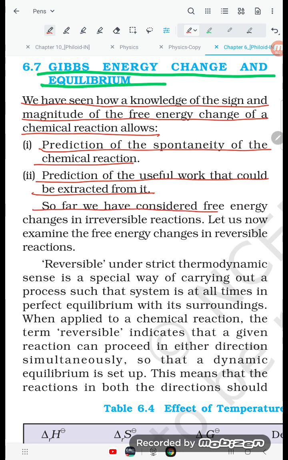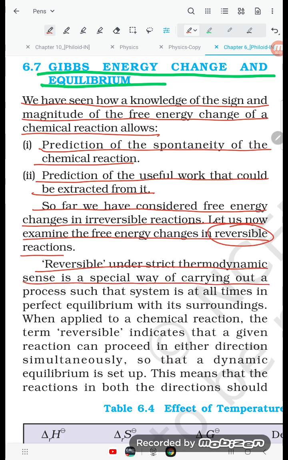So far we have considered free energy change in a reversible reaction. Let us now examine the free energy change in an irreversible reaction. Reversible, in the strict thermodynamic sense, is a special way of carrying out a process such that the system is at all times in perfect equilibrium with its surroundings, which applies to the chemical reaction.